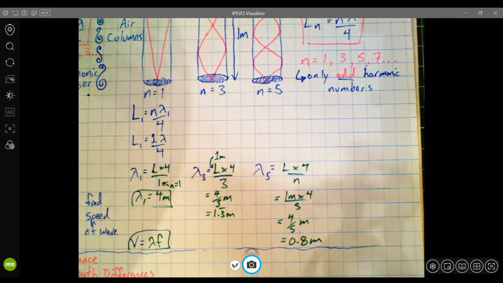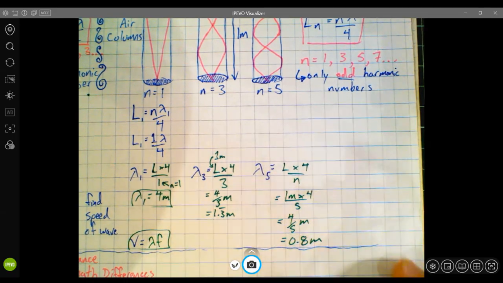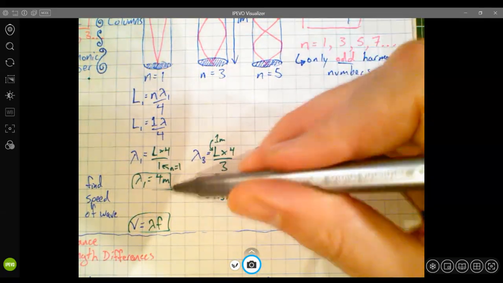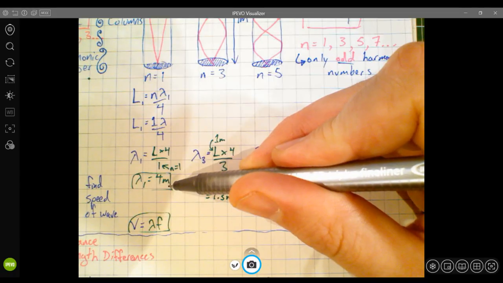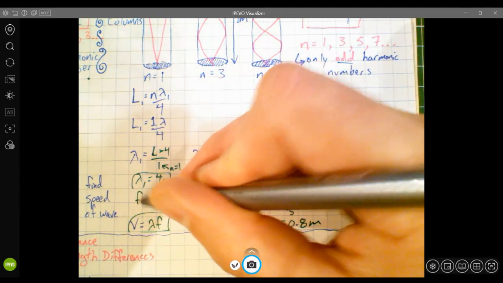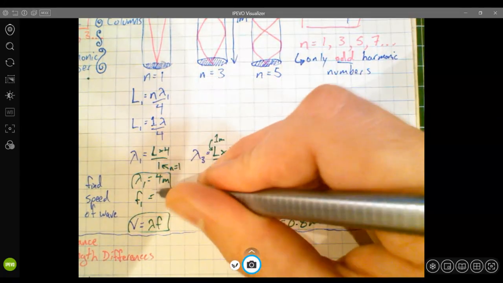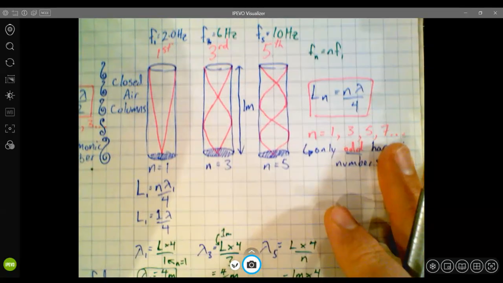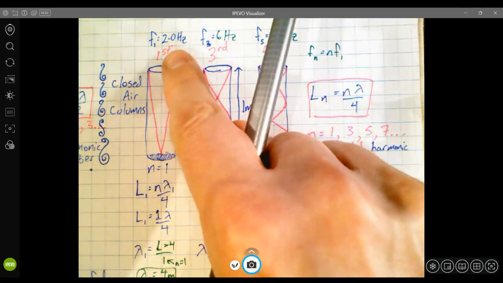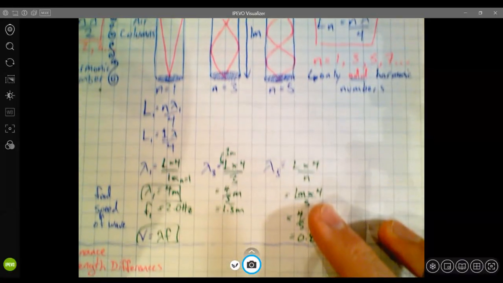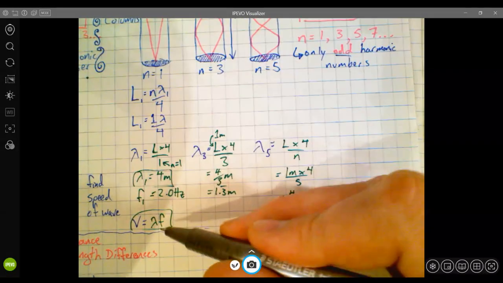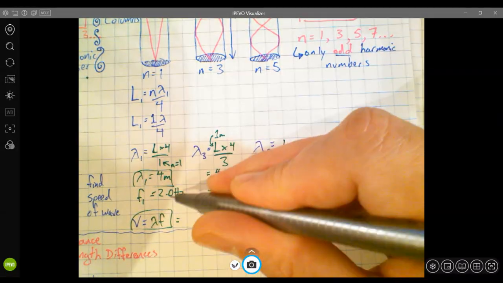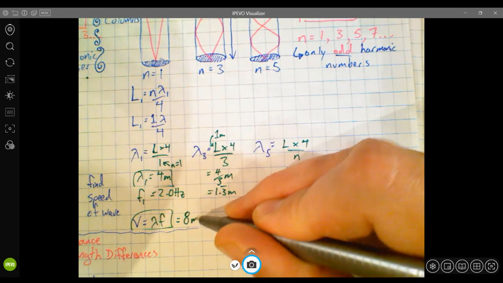And if I apply that same equation, I'm only going to do it for the first one this time. You can check it with the other two if you want to. But v is equal to lambda f. If I have a wavelength of 4 meters, and from above, frequency 1 was equal to 2.0 hertz. That's just from my earlier diagram. And I'll just slide it up there to show you. f1 was equal to 2.0 hertz. So then I can say v is equal to lambda f. So that would be 2 times 4, 8 meters per second.